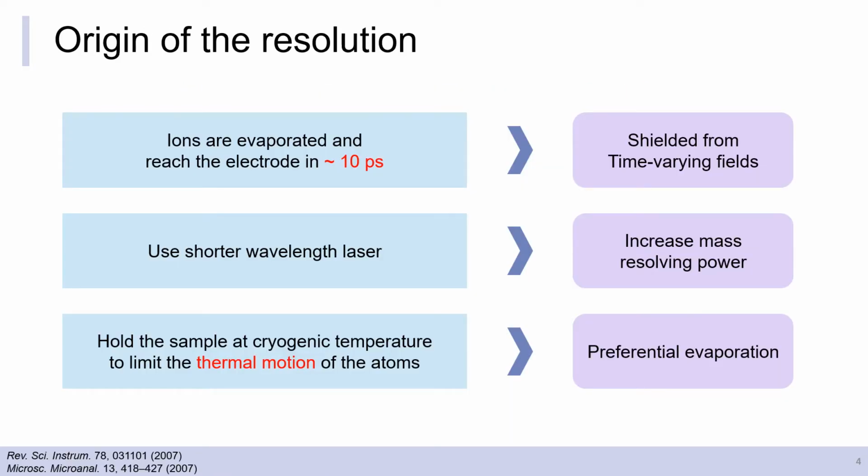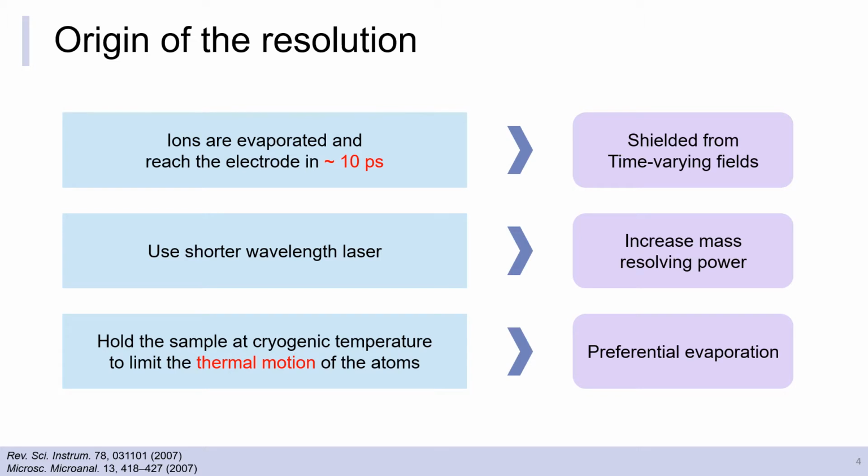The first reason is the short travel time of the evaporated ion. In APT, the evaporated ion travels tens of picoseconds to reach the local electrode, which can minimize the time-varying field. Since the energy deficit of the field is the main reason which hinders the resolution, this factor is important.